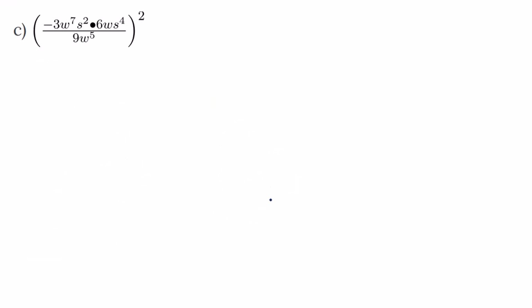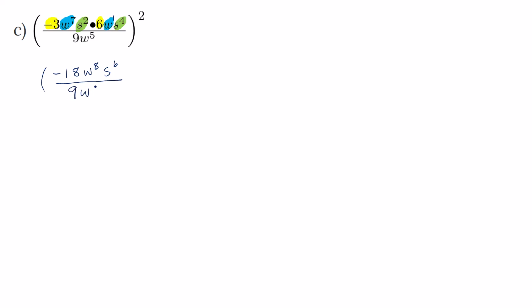So looking at C, it looks like we have a lot of stuff within the bracket that we can simplify before we apply that 2 exponent outside the brackets. More specifically, I think I'm going to start by simplifying the numerator. So the negative 3 and the 6 will multiply. The w to the 7, w to the 1 will put together, and the s to the power of 2, s to the power of 4 will put together. So I'll rewrite the top. Negative 3 times 6 is negative 18. w^7 plus the 1 is 8, and s^2 plus the 4 is 6.